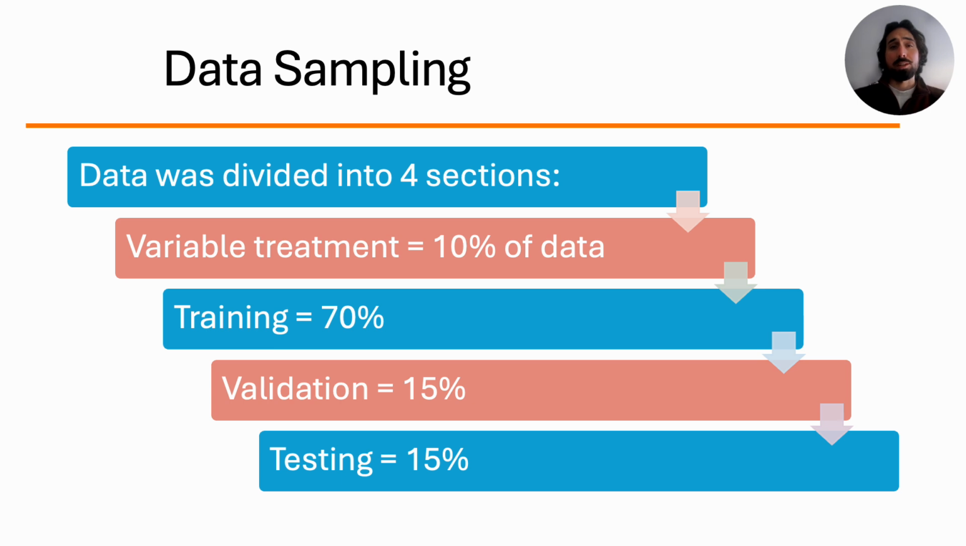So now moving on to our data sampling techniques. In order to train our models, we broke out the data into 4 different sets. One set was used exclusively for variable treatment, which went into the vtreat process mentioned earlier. This represented 10% of the overall data. And of the remaining data, 70% was used for training our models, while 15% was used to validate the results to ensure models were not overfitted.